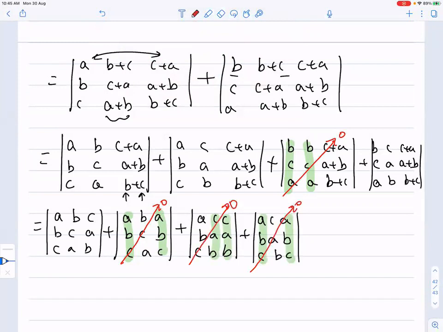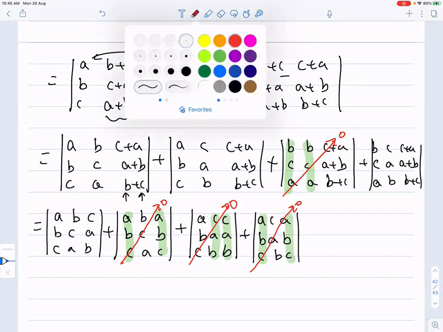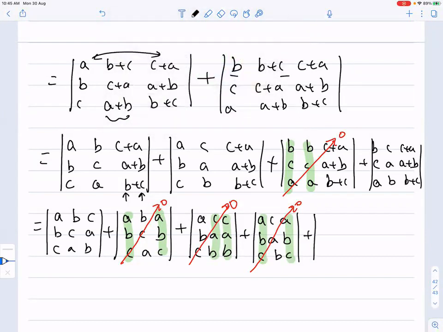The last one, I have to split into two parts: b, c, c; c, a, a; a, b, b. Again, in this, these two are the same, so the determinant is 0.